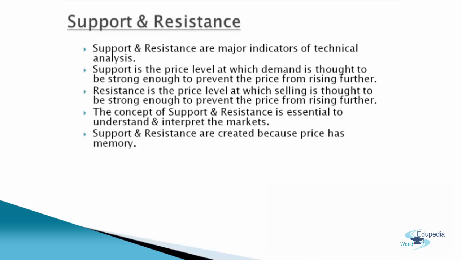So those prices where significant buyers and sellers entered the market in the past will tend to generate a similar mix of participants when price again returns to that level. That's how it works. When price pushes above resistance, it becomes a new support level. When prices fall below support, that level becomes resistance.